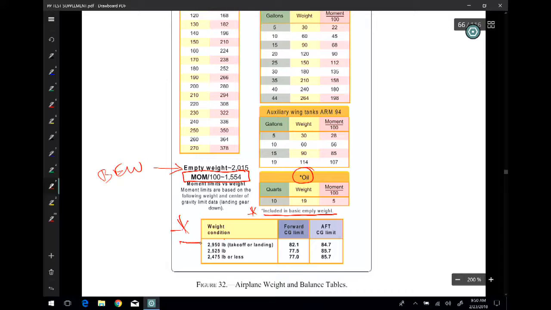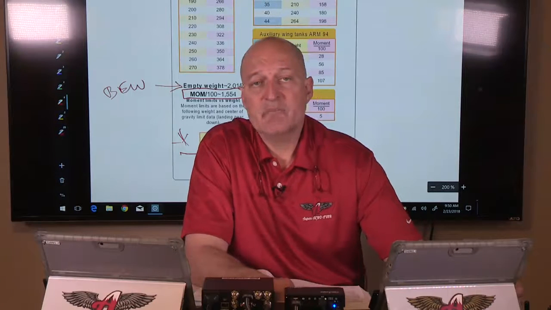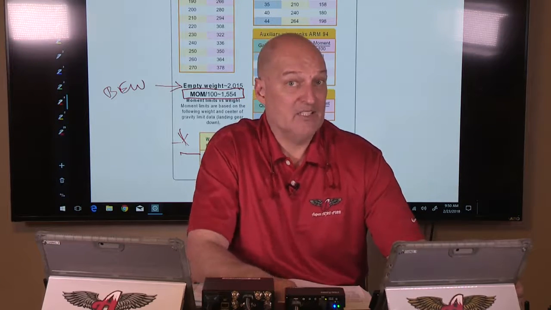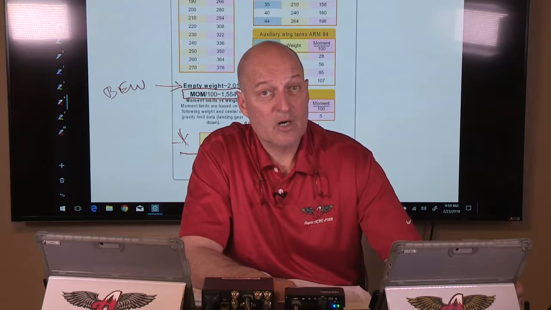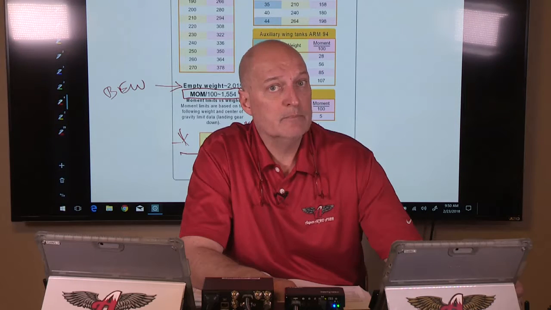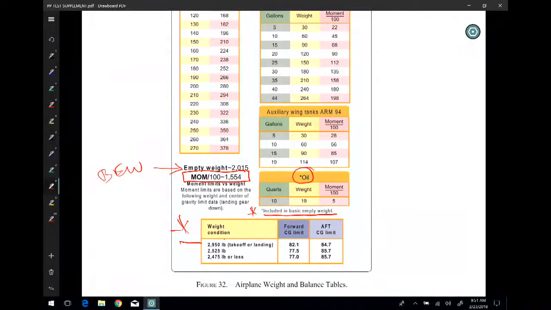2,950 takeoff or landing. That is the biggest number that they give us. Do you suppose that that biggest number right there is going to be our max takeoff weight? Then we have kind of a middle of the road weight. We have a lightweight weight. Yes, I know, it's a bunch.